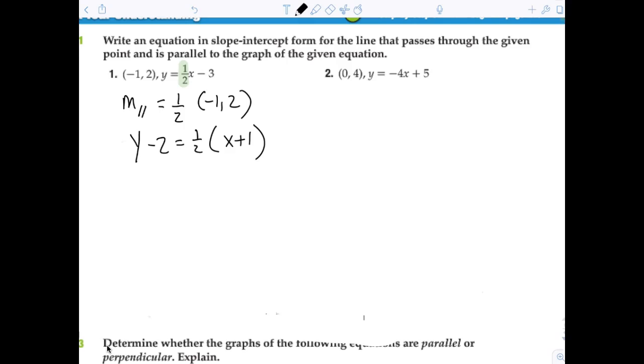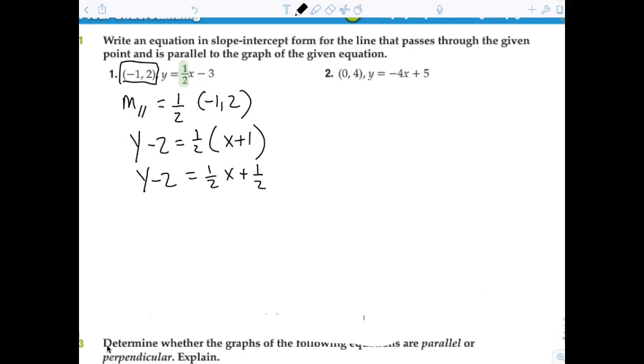So I need to put it in slope-intercept form. Dalton, do you have a problem? What do you mean? It's this point right here, Dalton. Oh. Right, it's already there. You good? All right, so now we're going to solve this. y minus 2 equals 1/2 x + 1/2.